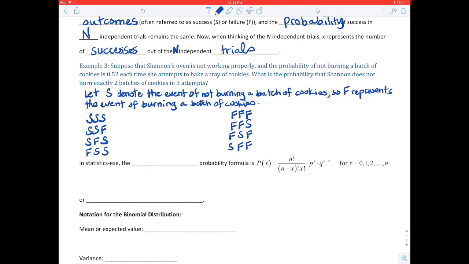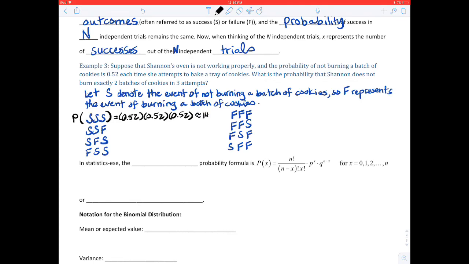So now let's find the associated probabilities. The probability of all of them being successful is going to be 0.52 times 0.52 times 0.52, or isn't that the same as 0.52 cubed? Good.